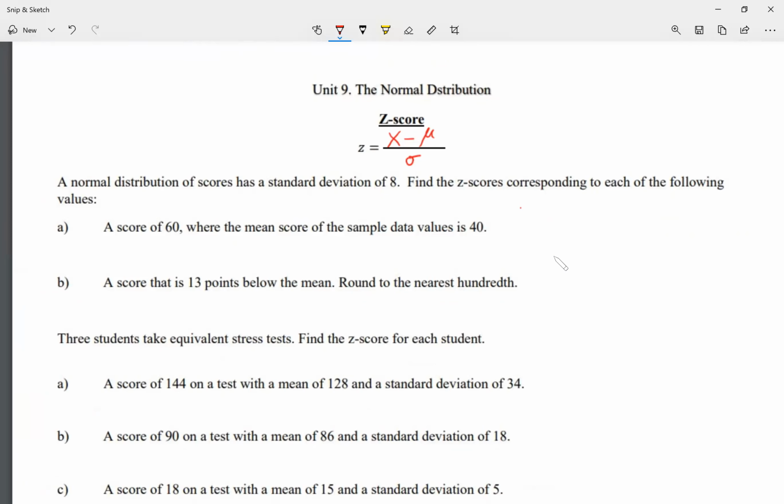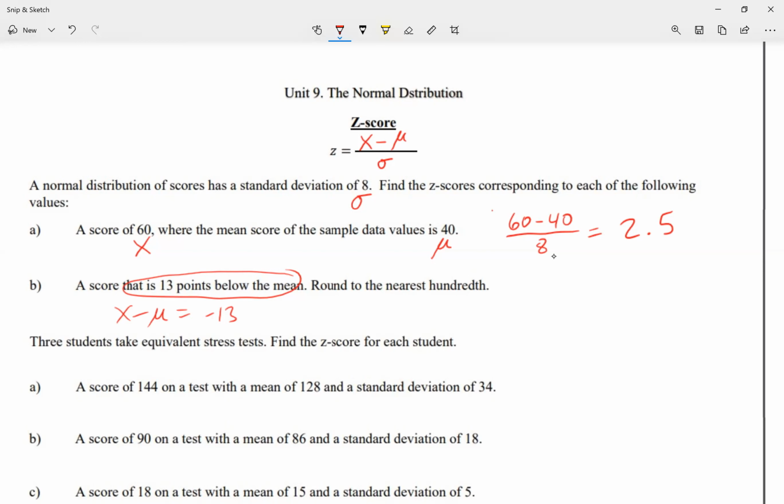A score that is 13 points below the mean. Oh, this is very important. That means that x minus mu is equal to negative 13. Right? We were already told that. A score that is 13 points below the mean. So x minus mu is negative 13. Oh, it says rounded to the nearest 100th. Okay, so that means I'm expecting a big decimal.